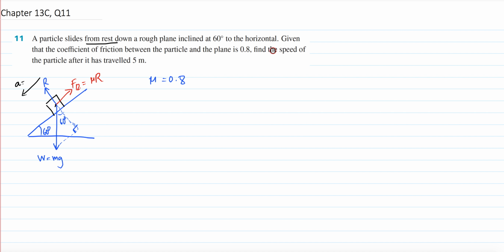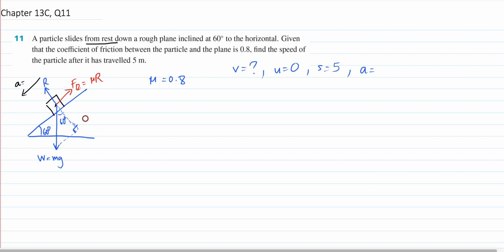The question is, find the speed of the particle after it has traveled 5 meters. So obviously it has to have traveled 5 meters downwards. What is the speed? So what is velocity? We know that it starts from rest, so initial velocity u is equal to 0. We also know that it would have traveled 5 meters down, so s equals 5. The other information that we're missing is acceleration. Whenever you deal with forces, there has to be an acceleration somewhere that you can find.